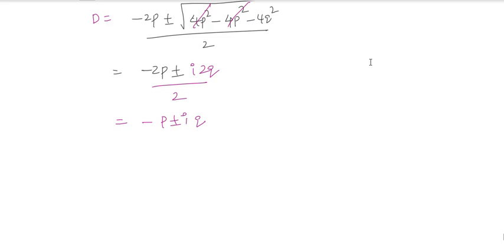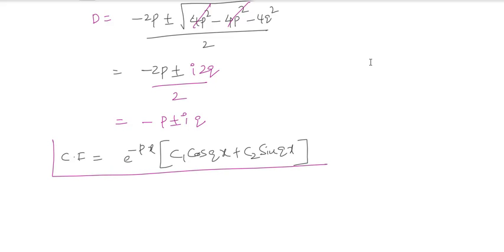Your complementary function, how can I represent it? E to the power of minus p into x into c1 cos qx plus c2 sin qx will be there. So this is the complementary function for the corresponding criteria. Are you getting what I'm saying here? Yes or no? So likewise, you can solve for the complementary function. Clear or not?